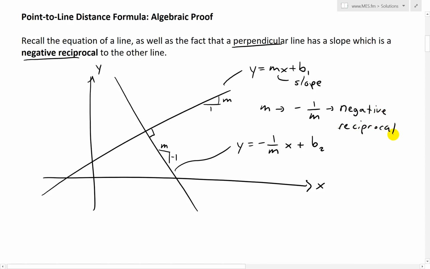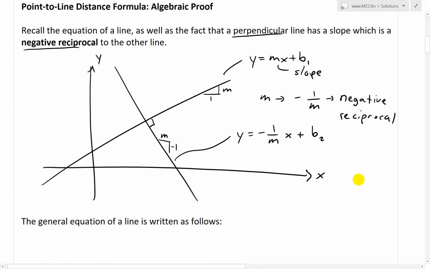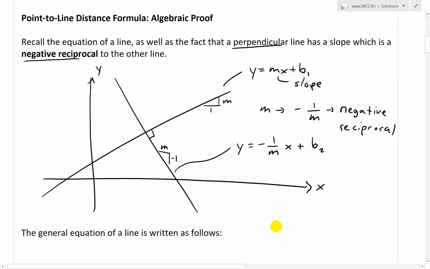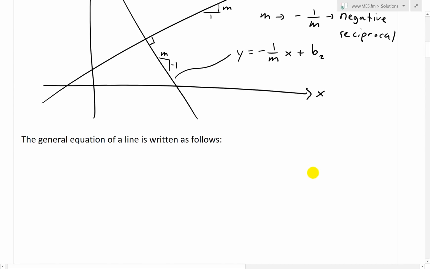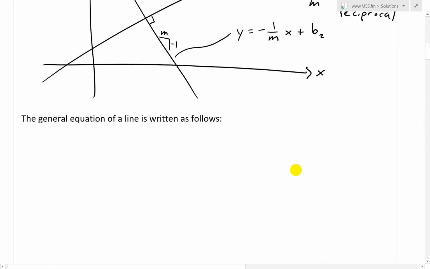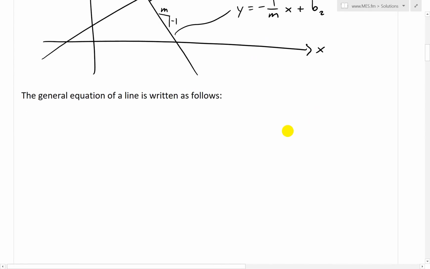And now this negative reciprocal is going to be pretty useful, because when we look at the distance from a point to a line, that distance itself can be viewed as another line that's actually perpendicular to it. So that's going to be useful when I go into the proof.